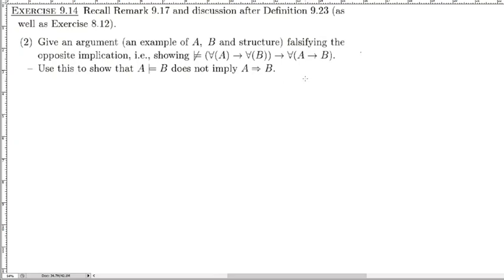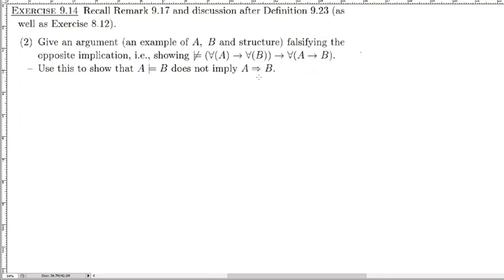There is some structure M in which it's not satisfied, and we're just going to come up with that structure M. We're going to come up with an example. And then after that, we're going to use this to show that B being satisfied under A does not imply that B is a logical consequence of A.